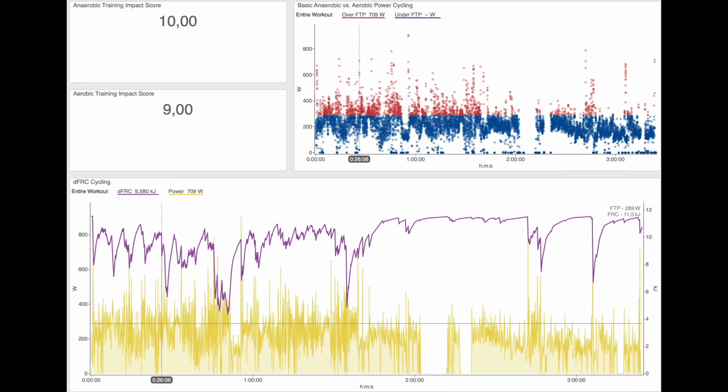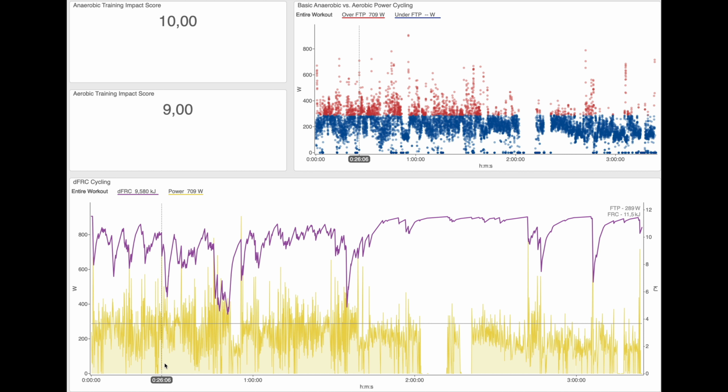A good way to illustrate this is on a chart. I use WKO5 here. You can use Golden Cheetah, and both are really good tools. They show you what's known as dynamic FRC in WKO, and I'm not sure what it's called in Golden Cheetah, but it's got a similar name. Basically, it's a measure of how much anaerobic energy you've got left to use at any given point in your ride. So we'll have a quick look at this chart here.